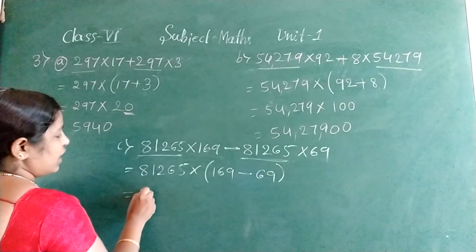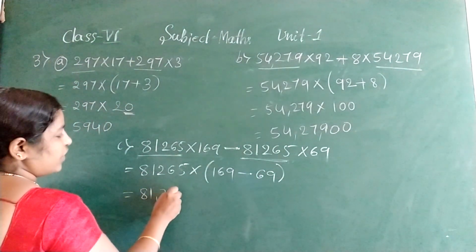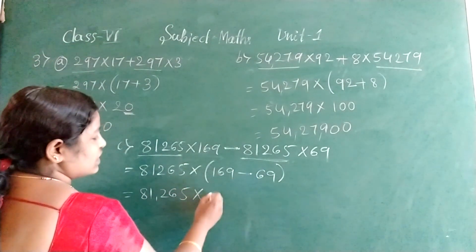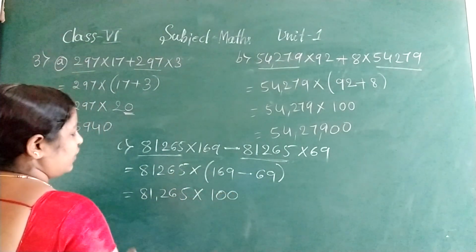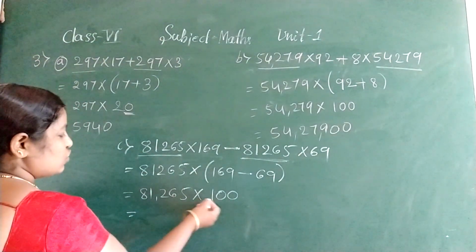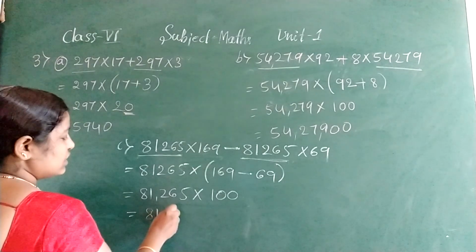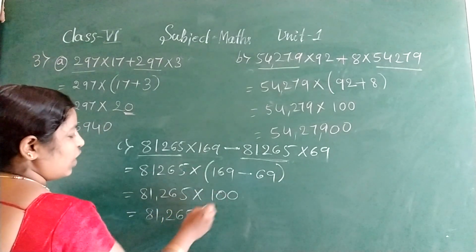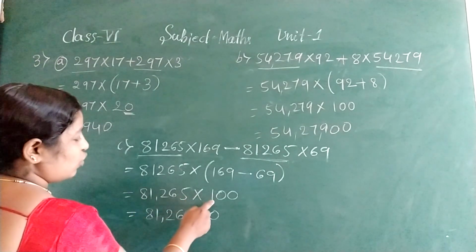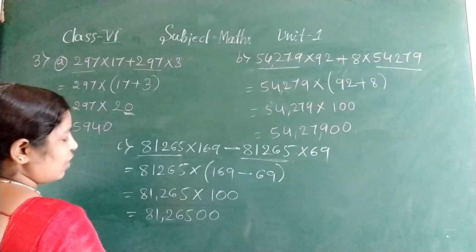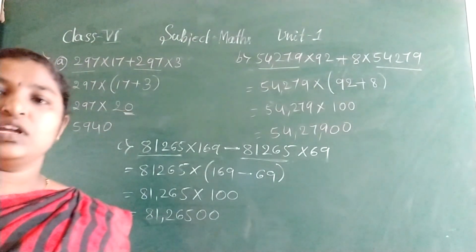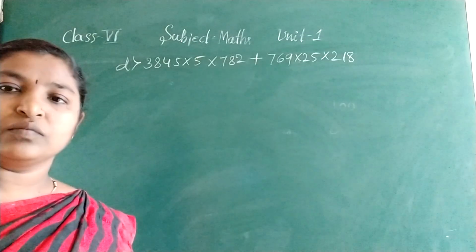So 81,265 into 169 minus 69. Answer is 100. Again you got the simplification very easily. So same number as it is, into 100 means you have to write the zeros. This into 1 itself is the number, and these two are the zeros. Next question we will write.